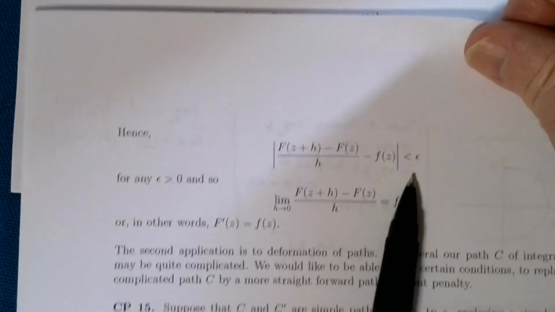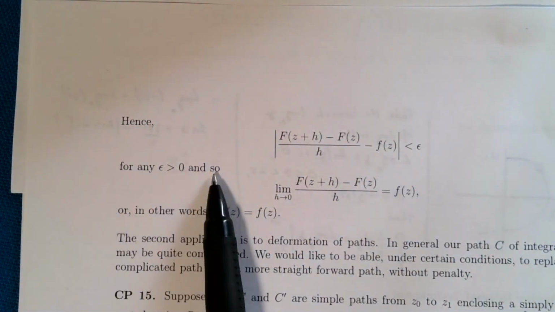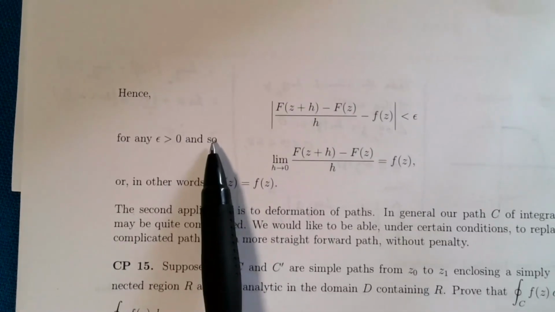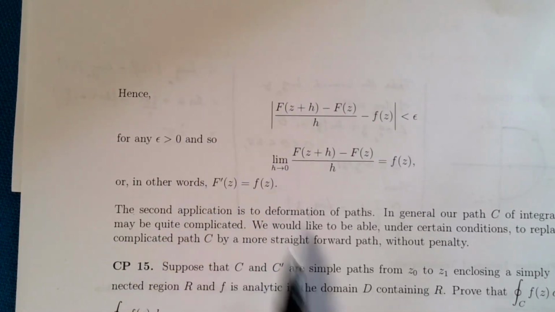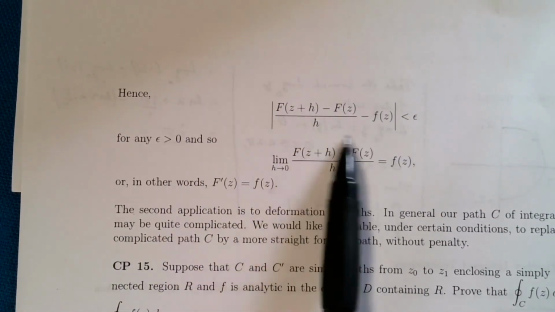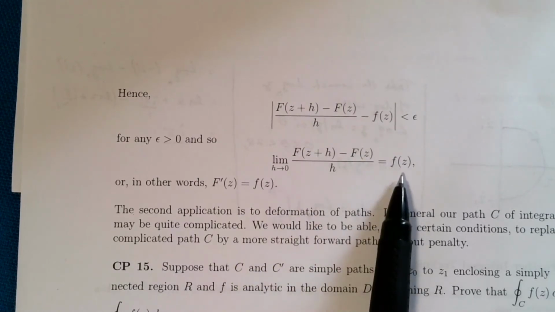And this is for any epsilon bigger than 0, and of course that's the definition for the derivative of this function to be this function. In other words, capital F is a primitive for little f.